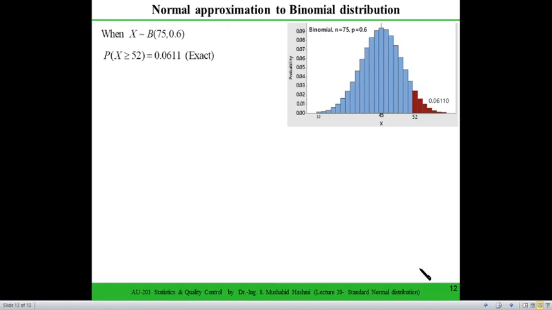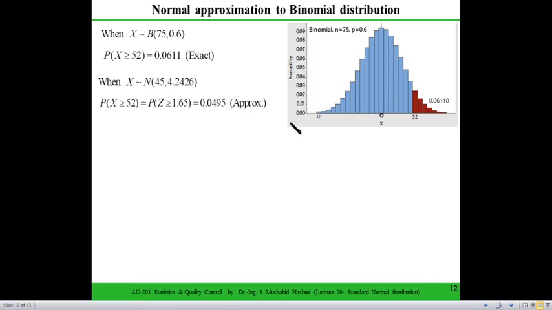Let's say instead of doing it with a normal distribution, we do it with a binomial distribution. From the binomial distribution table, when the number of trials is 75 and the probability of success is 0.6, the area under the curve is 0.0611. So for x greater than 52 the area is 0.061, which is around 6%. Earlier we got around 5% when x is assumed to be a normal random variable.